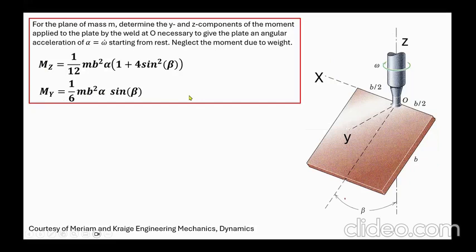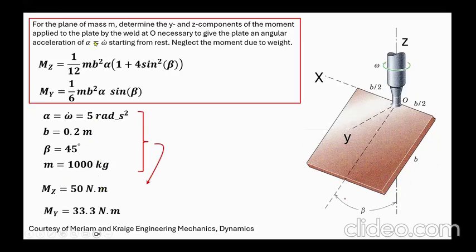Incidentally, if this plate is rotating about that pivot point at a constant angular speed, these are both zero, and the only moment coming into the problem is Mx. But that's not what we're doing. In order to model this, I'm going to give it an angular acceleration of 5 rad per second squared, a dimension of 0.2 meter, angle 45 degrees, and assume a mass of 1,000 kilograms for this plate. If you plug these into the expression on the top, you come up with Mz equal to 50 newton meter and My equal to 33.3, based on the hand calculation up here.